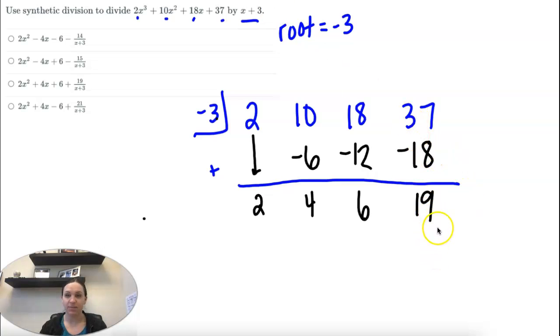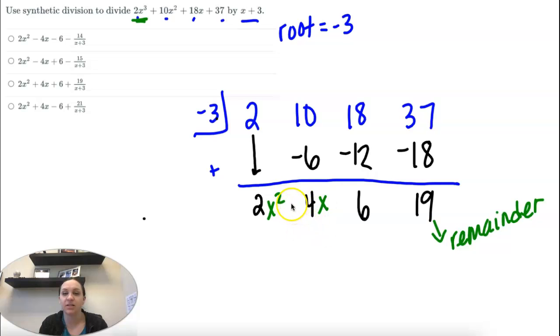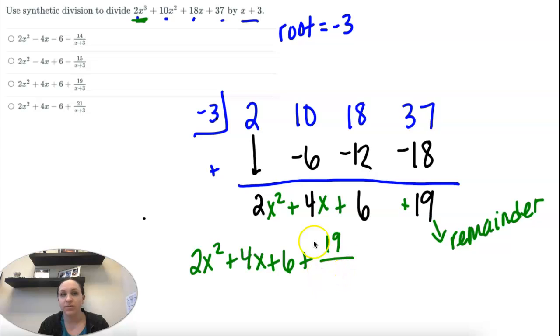Okay, so this is the first time this hasn't been 0. This is our remainder. And then I'm going to fill this in. So we started with x cubed, that means this is x squared, and that's x. Plus in between, so those are all positive. So our answer is 2x squared plus 4x plus 6, and then we add, because this is a positive 19, over whatever we're dividing by. That's how you write the remainder, as a fraction with whatever you're dividing by on the bottom. So that would be this one.